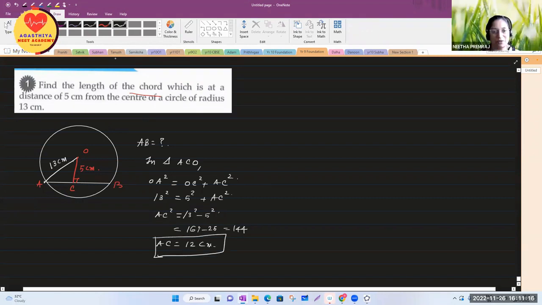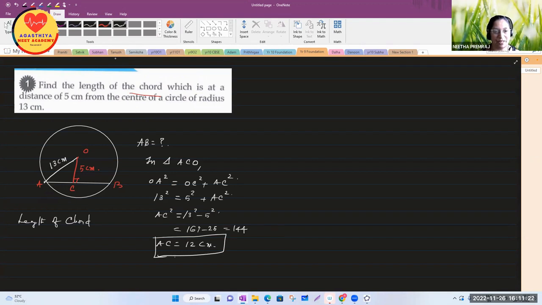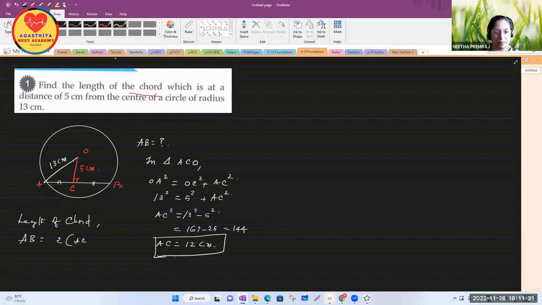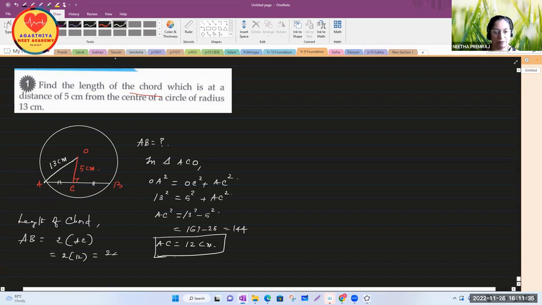Then what about the length of the chord? Yes, length of the chord AB is what? 2 times of AC, isn't it? Because these two measures are equal. Yes, 2 times of AC, that is 2 times of 12, that is equal to 24 centimeter. Yes, make a note of it.